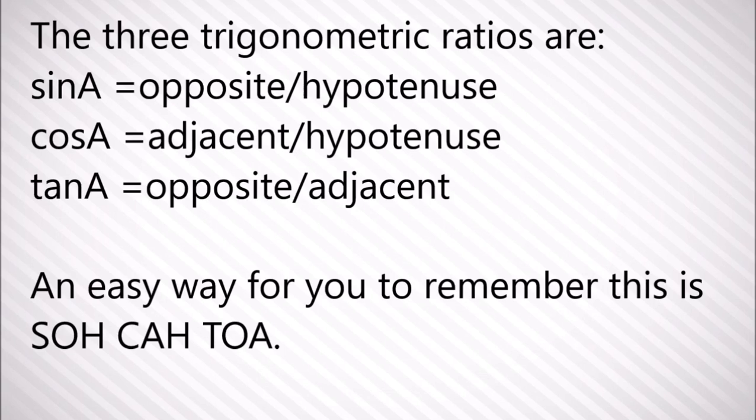The three trigonometric ratios that we should know are sine A, which is equal to opposite over hypotenuse, cos A, which is equal to adjacent over hypotenuse, and tan A, which is equal to opposite over adjacent. The easy way to remember this is SOHCAHTOA. SOH stands for sine is equal to opposite over hypotenuse. CAH stands for cos is equal to adjacent over hypotenuse. And TOA stands for tan is equal to opposite over adjacent.